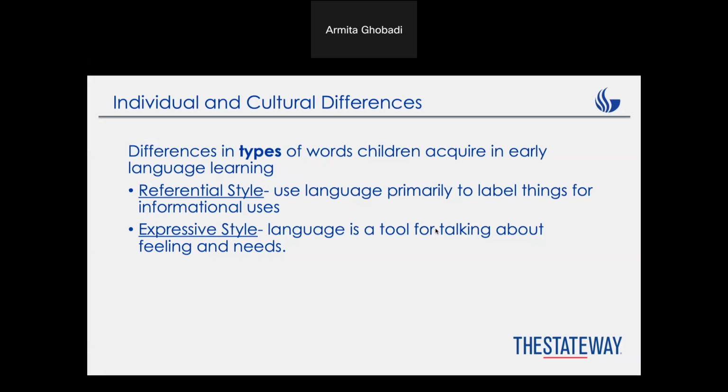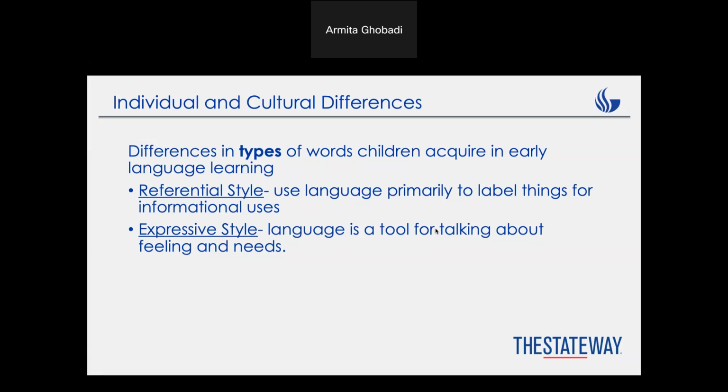Group number two is expressive style, in which they use language as a tool for talking about their feelings and their needs. For example, if they are sad, upset, or have pains in their body, they come to you and ask some questions or inform you. Most of the time, they're not going to initiate any speech first.